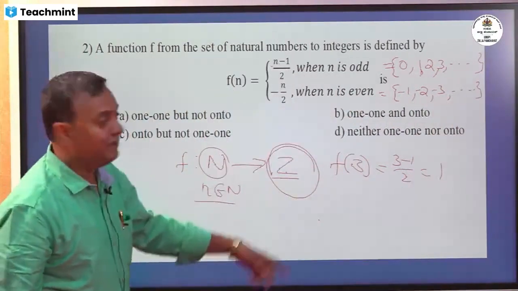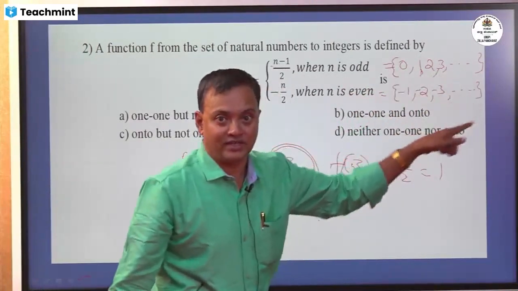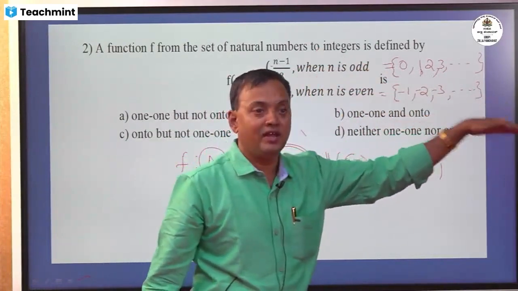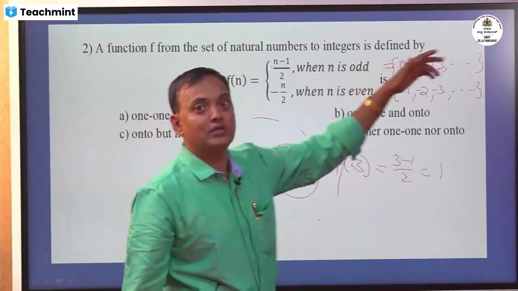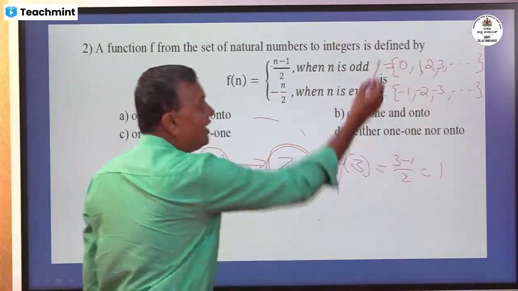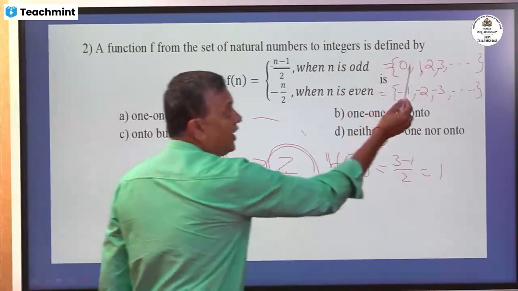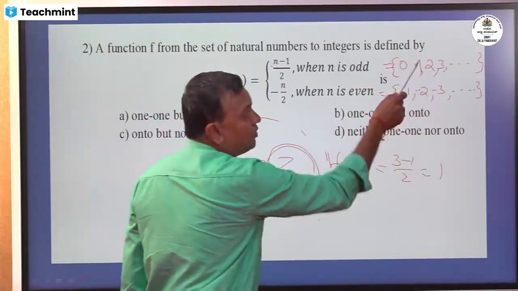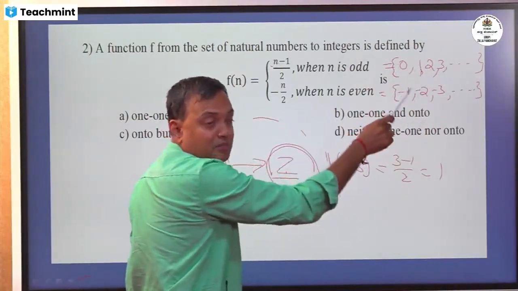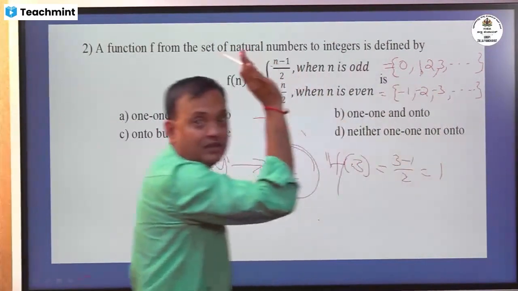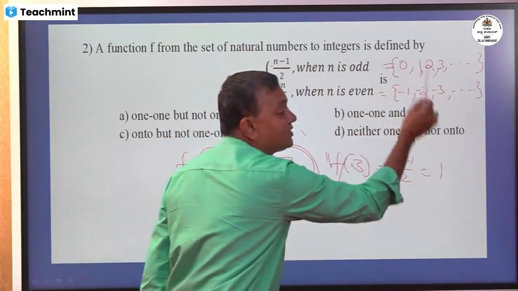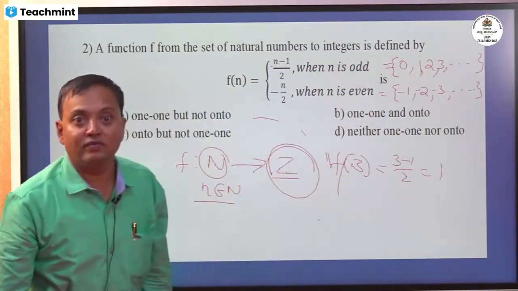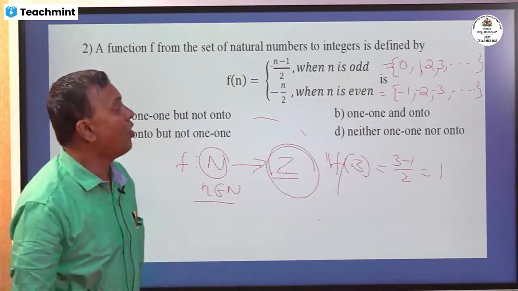Now we can see here, this is the range or image set. Correct? The images of even natural numbers are minus 1, minus 2, minus 3. The images of odd natural numbers are 0, 1, 2, 3, etc. So here clearly different natural numbers have different images. Has any natural number's image come out the same? No. So different natural numbers have different images, so the function is one-one. And what about onto?